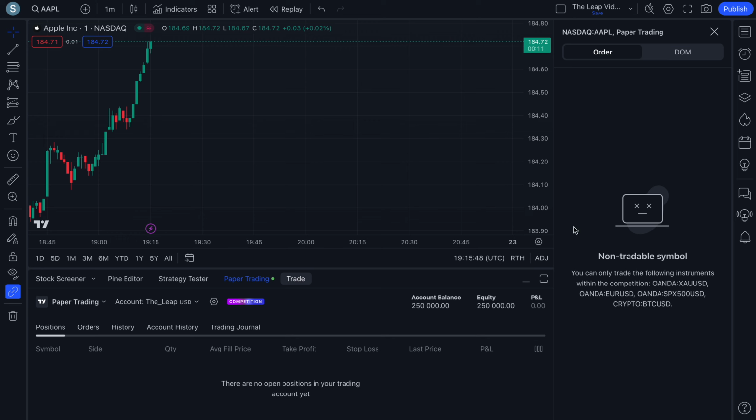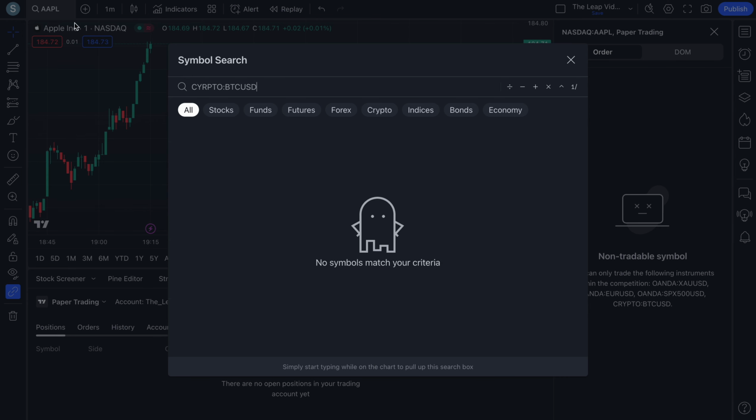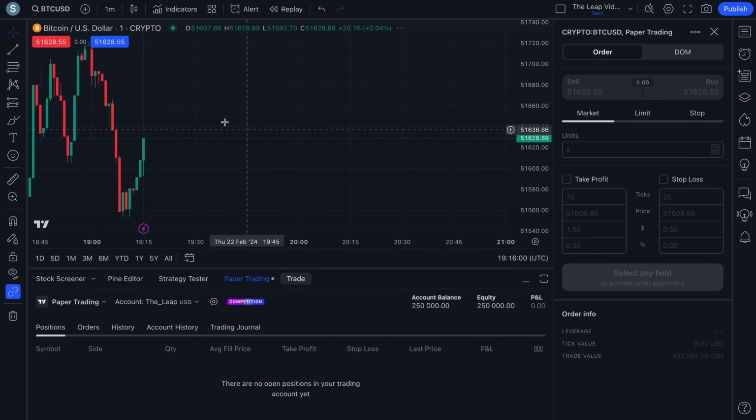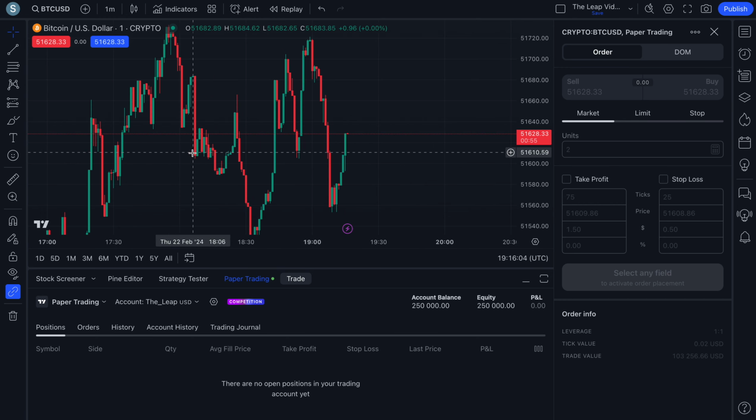The choice is yours, and you cannot place trades on any other symbols. So let's go ahead and head back to Bitcoin. Let's just make sure here we type this in correctly. You're going to want to do the same. Fact check that you're typing in your symbols accurately, that you have the correct exchange open.